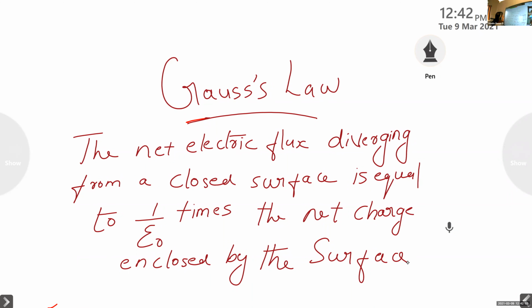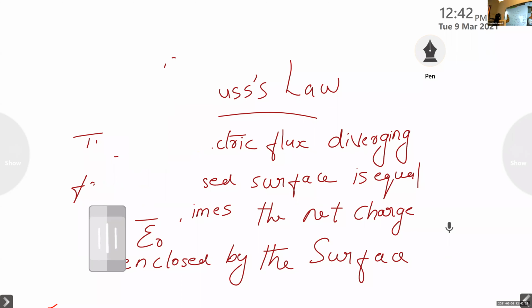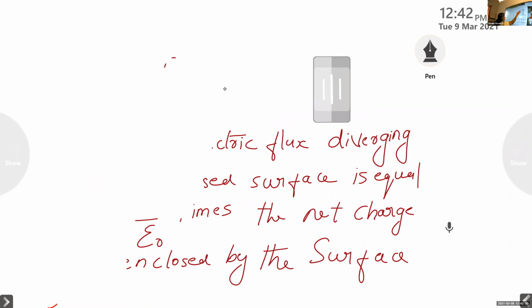Okay. So what does our Gauss's law state? The net electric flux diverging from a closed surface is equal to 1 by epsilon 0 times the net charge enclosed by the surface. Can I rub this law? Say yes or no. Have all of you written this law? Yes, ma'am. Okay. So what does our Gauss's law state, Evelyn?